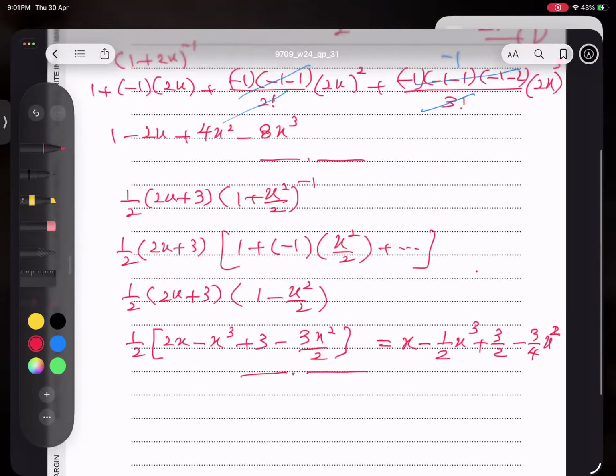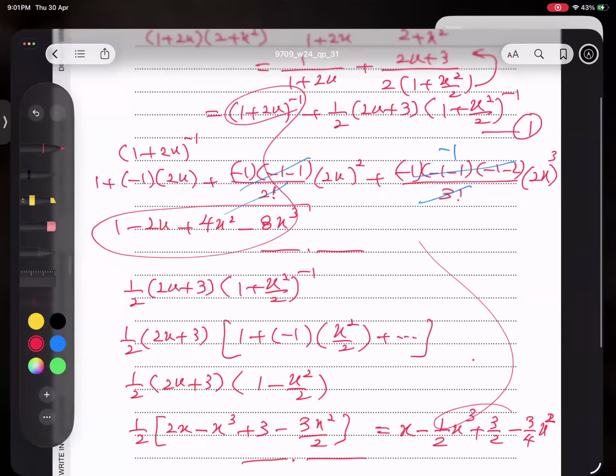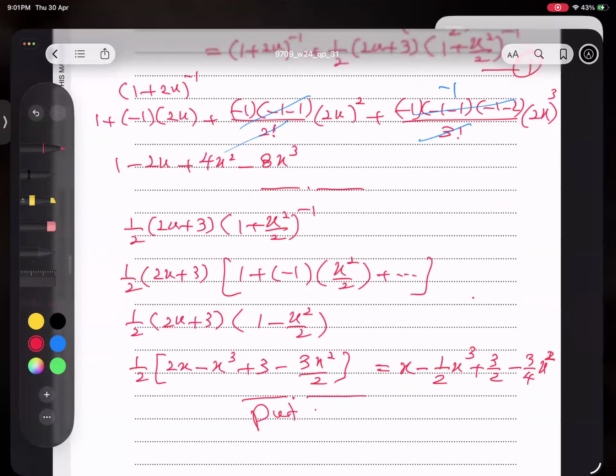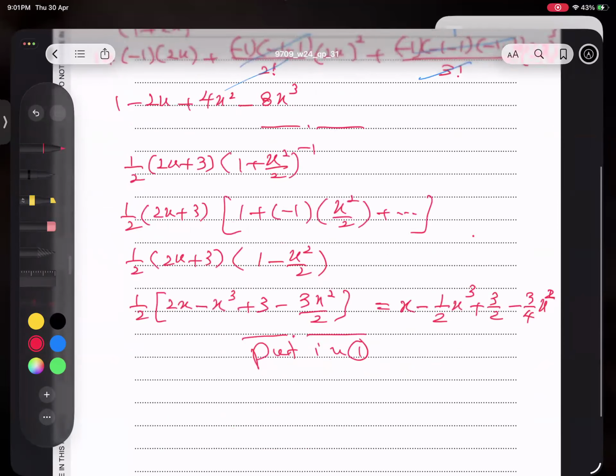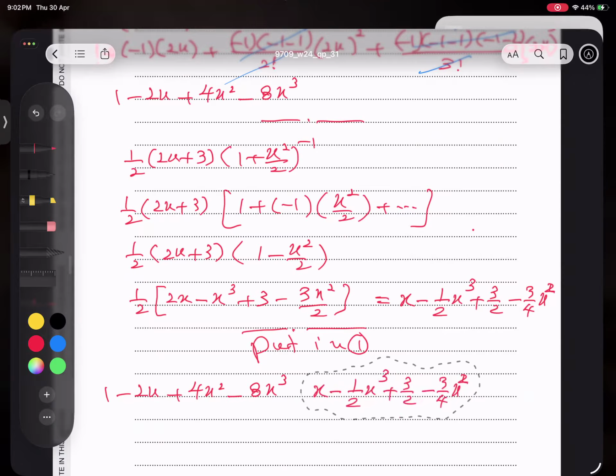Now I'm going to combine them, because this value will go here and that value will go here, and just add them. So I'm saying put in 1. So 1 by 1, I'm going to do it. This value I'm pasting here, and this value, and in the middle, I'm putting a plus sign.